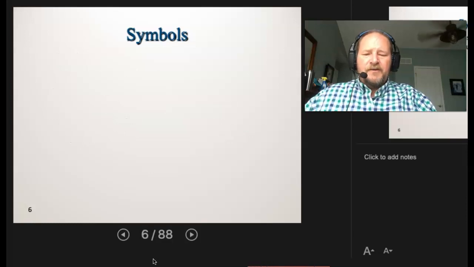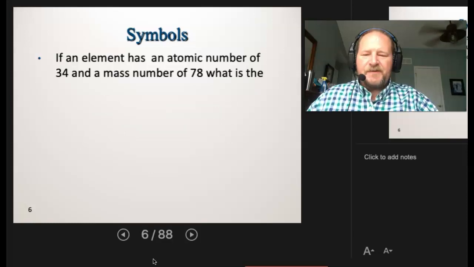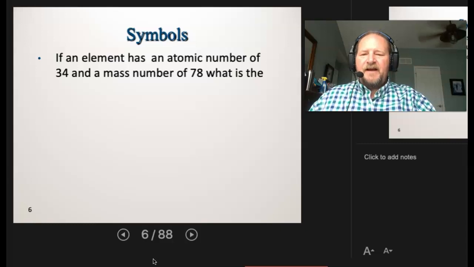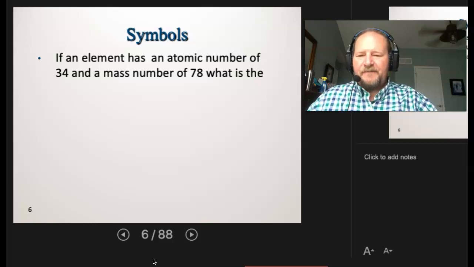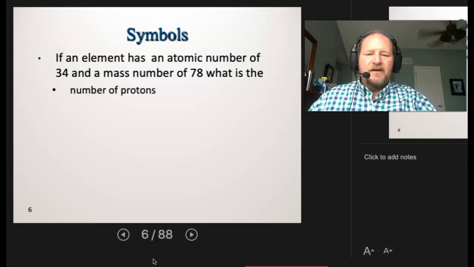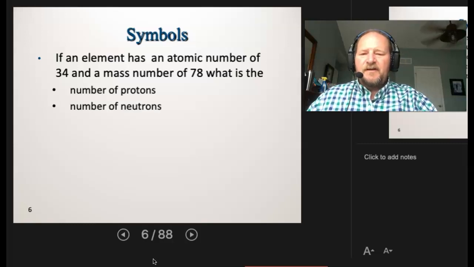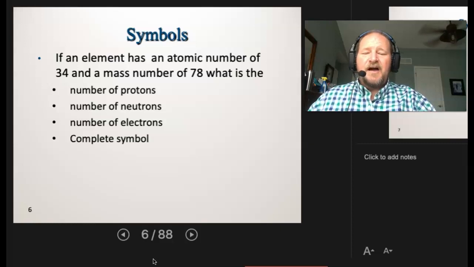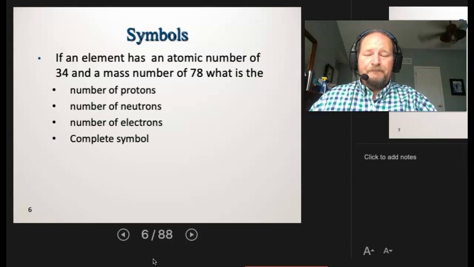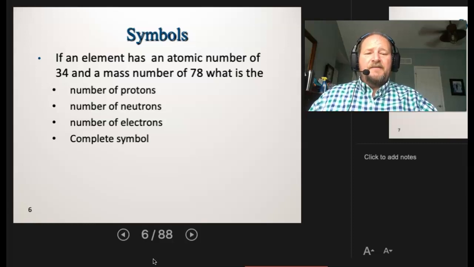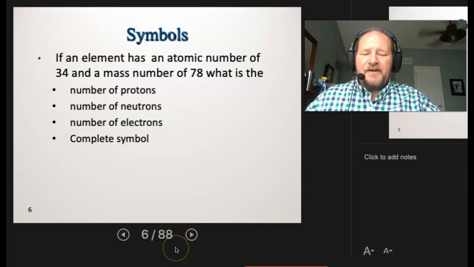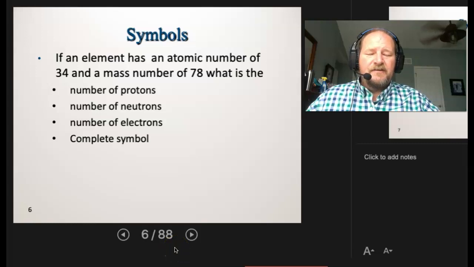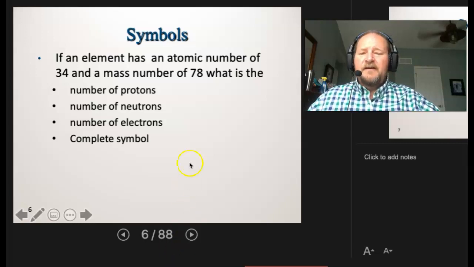All right, now, using those same pieces of information, I can change up the question. So here we have, if an element has an atomic number of 34 and a mass number of 78, what is the number of protons, number of neutrons, the number of electrons, and now I'm going to change it up. Instead of giving you the symbol, I want you to give me the complete symbol. So again, if you want to pause it now, go ahead and give the video a pause, work this out on your own, and then hit play.